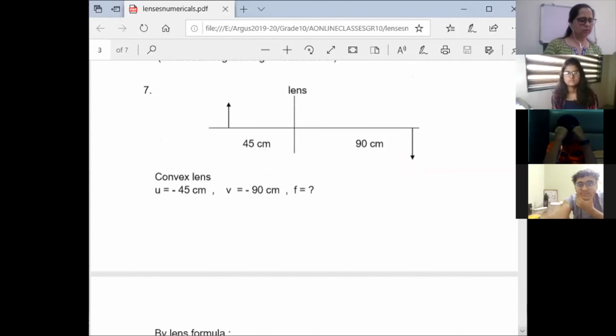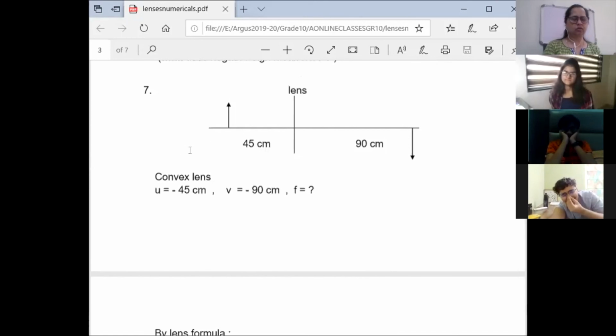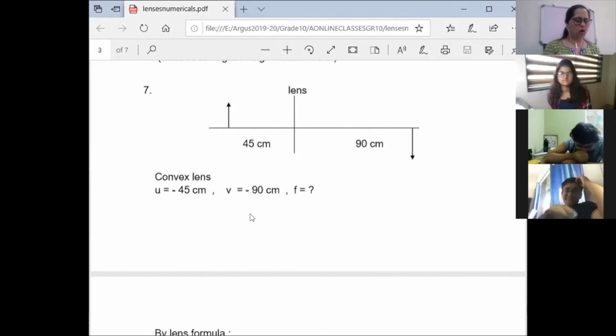A lens forms an image of an object placed at a distance of 45 centimeter. So the lens is there, the object is at 45 centimeters on this side, and the screen is placed 90 centimeter behind it. So here behind there is a screen. This is a convex lens. You've got U, V is minus 90, and you have to find F.